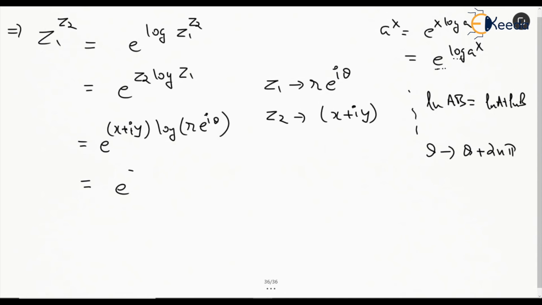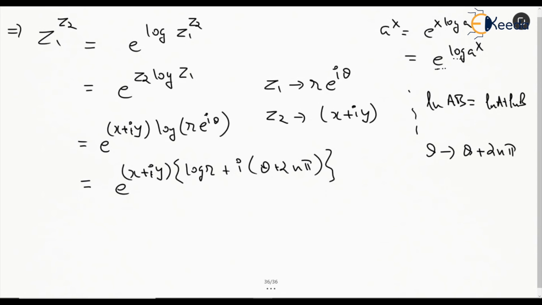Which means this is nothing but e to the power of (x plus iy) into, now this log of r e to the power i theta can be given in the sum sense, so log of r plus log of e to the power i theta. So log and anti-log will get cancelled, and instead of theta we can also write theta plus 2n pi. So this is what we'll have.